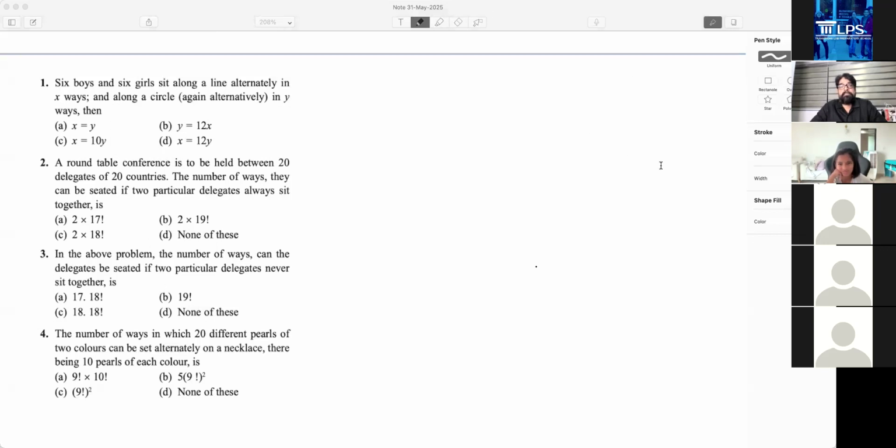Sir, is this of AMC 8? It's a combined AMC 8 and AMC 10, it can be done also. You are preparing for what? AMC 8 or 10? 8. You can. This is simple. We are not going to learn anything hi-fi. This is simple counting.